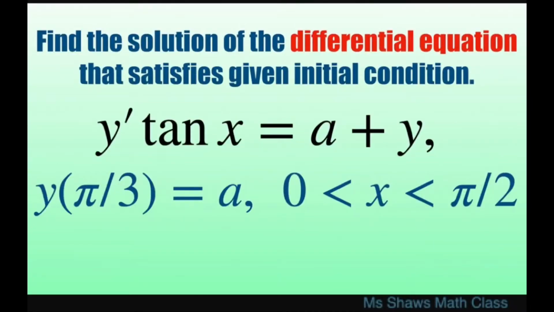Everyone, we're going to find the solution of the differential equation that satisfies the initial condition y of pi divided by 3 equals a. So the first thing we're going to do is just rewrite this a little bit to help solve. We're going to group our x's and y's. Let's write this y prime as a derivative of y with respect to x, and then we're going to have equals a plus y. And I'm going to cross multiply and move this down here.